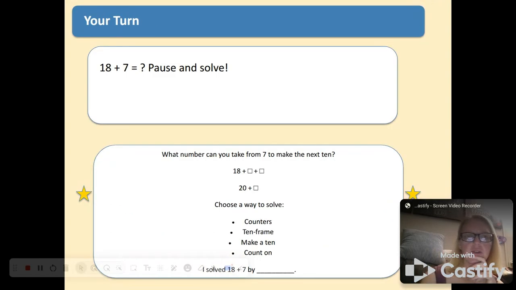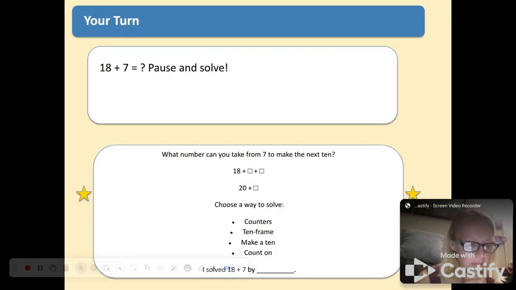So we're going to check our thinking. So it's your turn to solve a problem. We have the problem 18 plus 7. Okay, so let's go ahead and work on that for a couple seconds, and then we'll go over it as a class. Okay, let's go ahead and go over it. I see a lot of thumbs up that they're all done. Okay, great. So here we go.